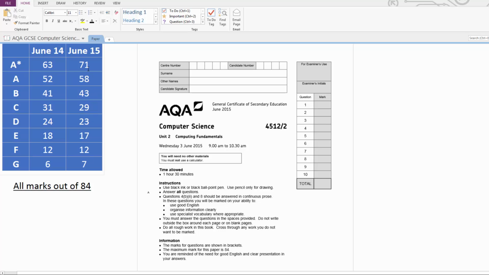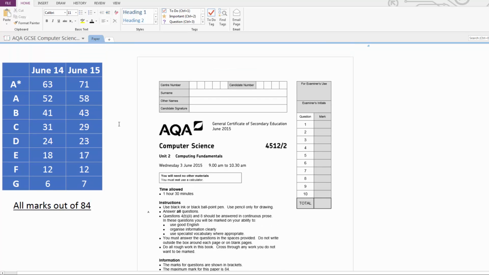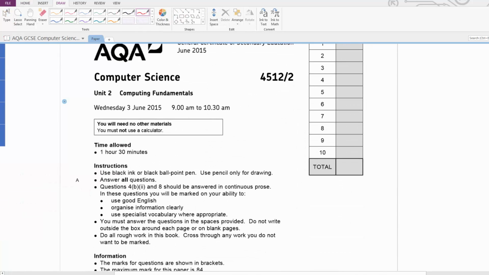So these are the grade bands you want to be looking for. I recommend you do this paper before you watch this video, because there's not too many papers available for you to practice. Okay, just to look at this front page in a bit more detail.